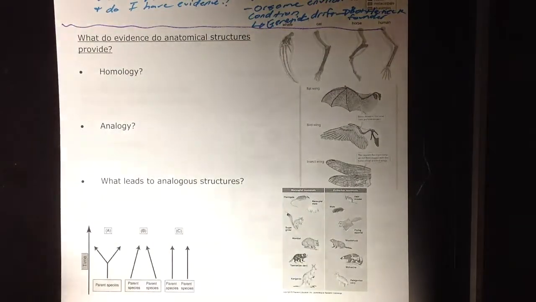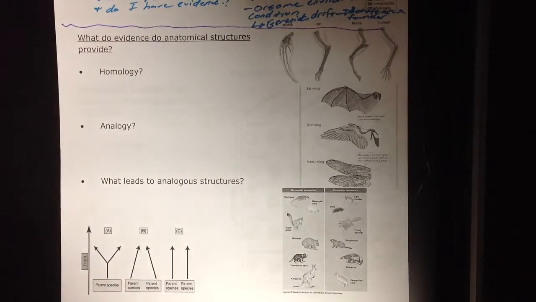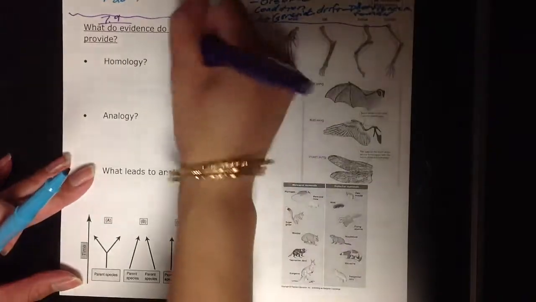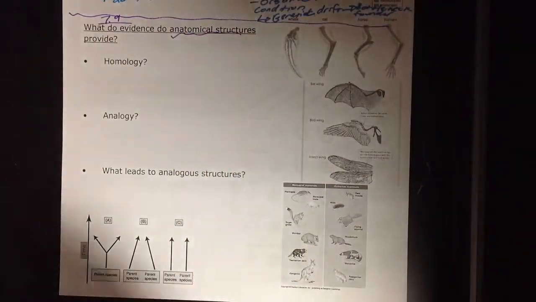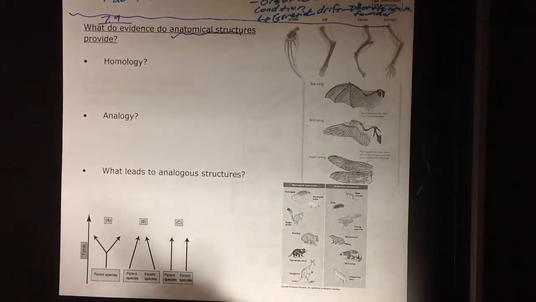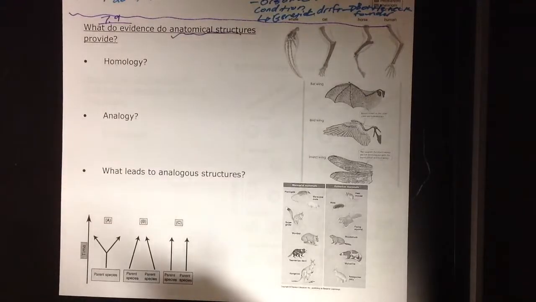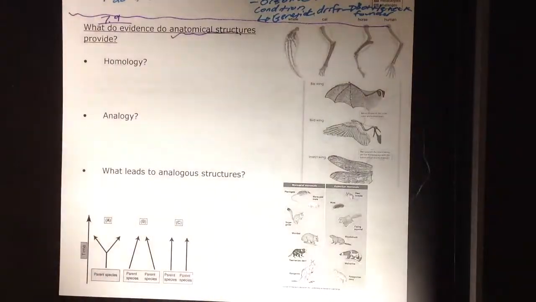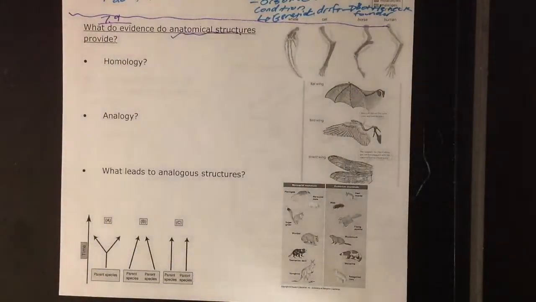So now we're going to be looking at anatomical structures, and this is going to be 7.9 anatomical structures. When you're looking at anatomical structures, you're looking at the anatomy of the organism, the shape of it, the bones of it, how it is actually structured physically in order to allow it to survive its environment.